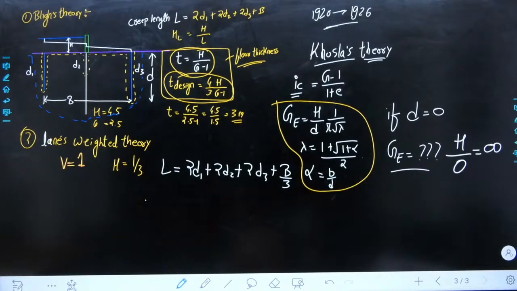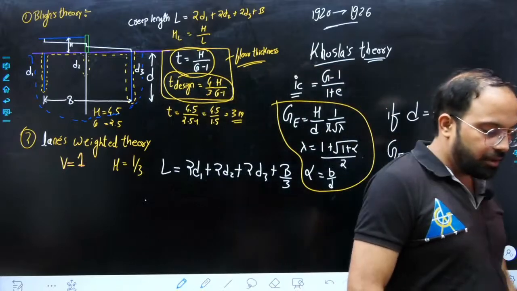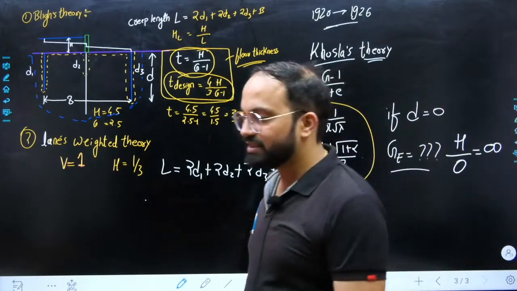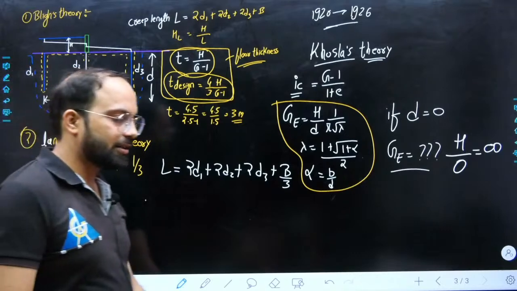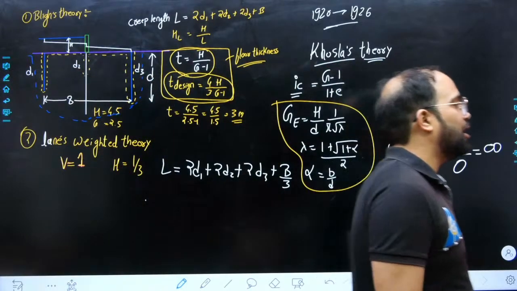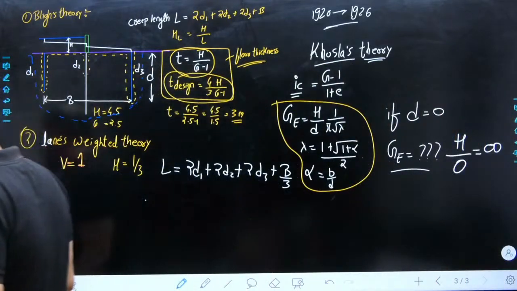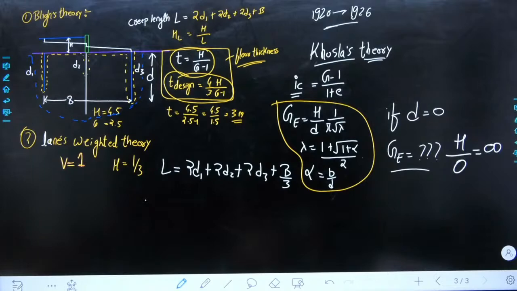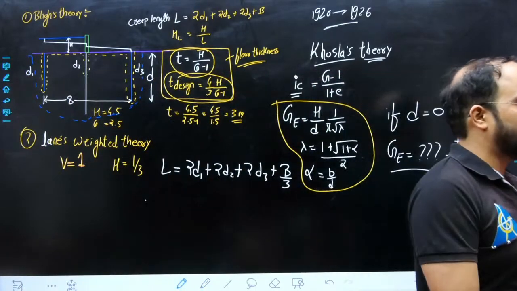Now tell me, I am giving you one question for this exit gradient. ESE 2016 question. Please write. So the question is: a 20 meter long horizontal concrete floor.